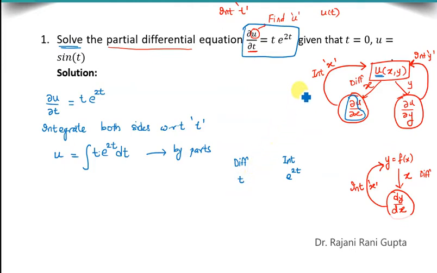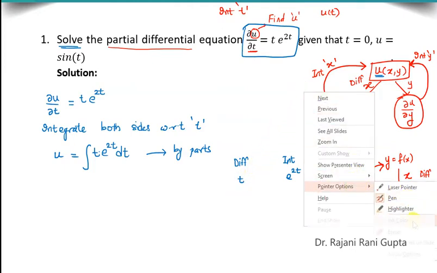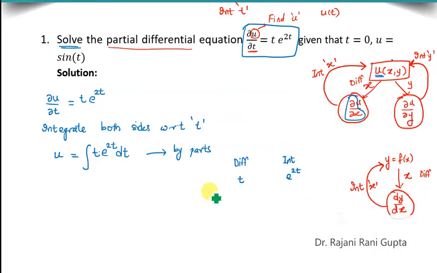Derivative of t: we keep on differentiating until we reach 0. So the derivative of t is 1, its derivative is 0. Then we integrate it, e power 2t divided by 2. Integrate it again, e power 2t divided by 4. And then we assign the signs, plus, minus, plus, and then we multiply in the cross.